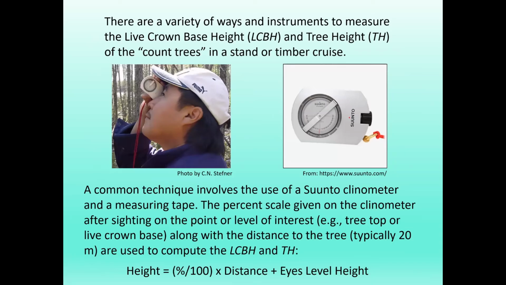There are a variety of ways and instruments to measure the live crown base height and tree height of the count trees in a stand or timber cruise. A common technique involves the use of a clinometer and a measuring tape. The percent scale given on the clinometer after sighting on the point or level of interest, for example, the top of the tree or the live crown base, along with the distance to the tree, are used to compute the live crown base height and tree height, as shown in the following equation.